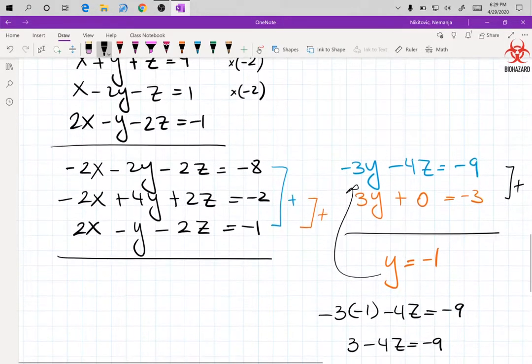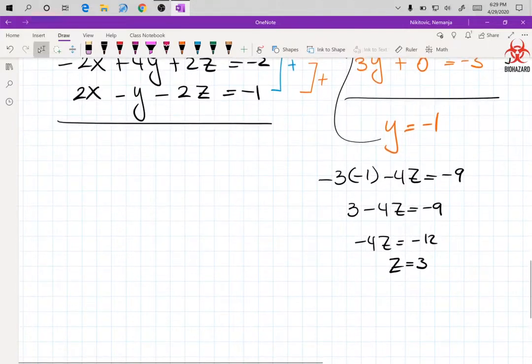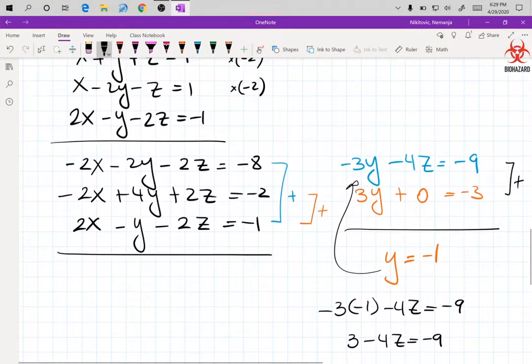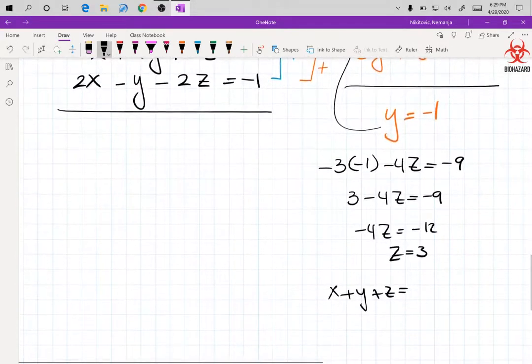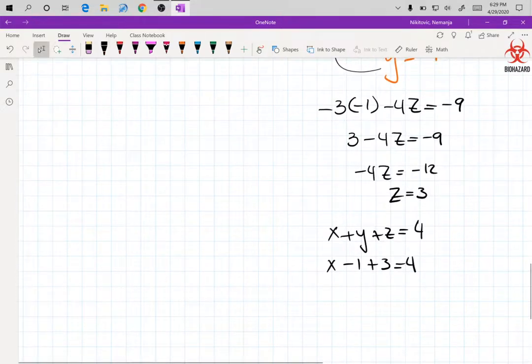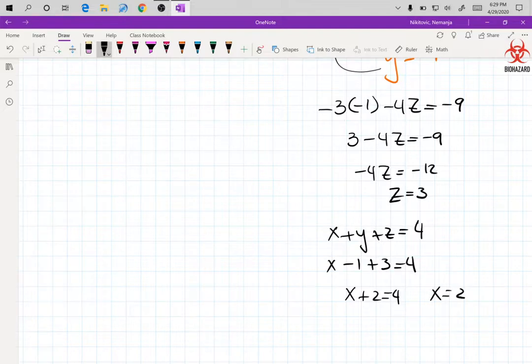And finally, we can bring that to x plus y plus z equals to what? 4. So what do I have? X is unknown, y is negative 1, z is positive 3. So when you plug them in, this is x plus 2 equals to 4, from where x is 2. So now you have the ordered triplet.